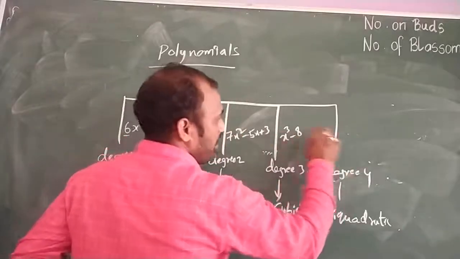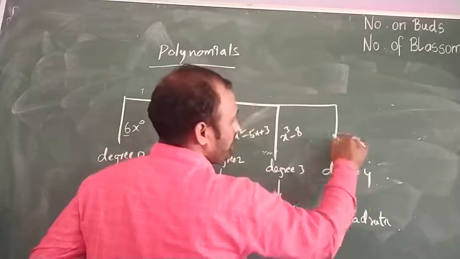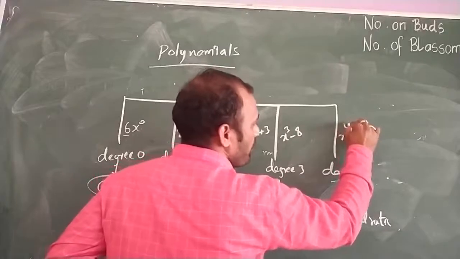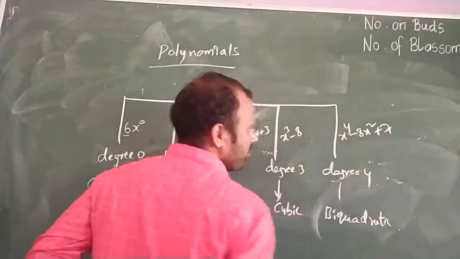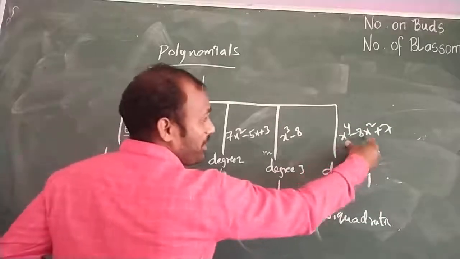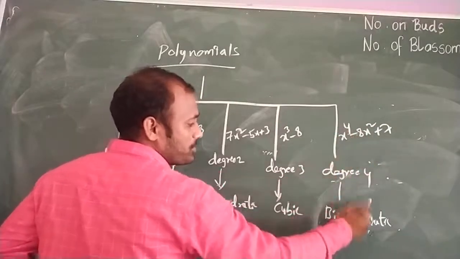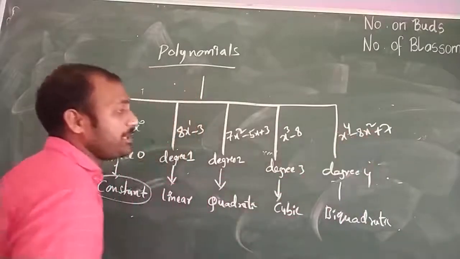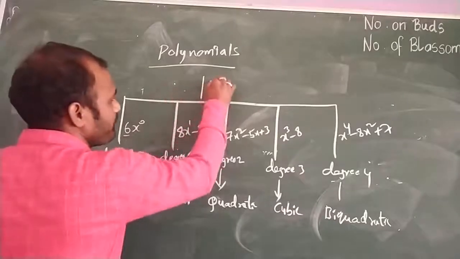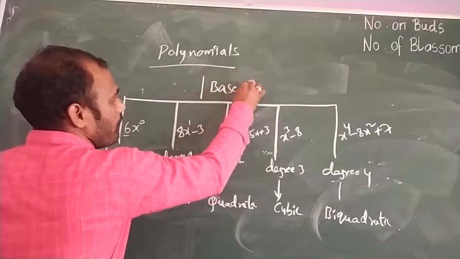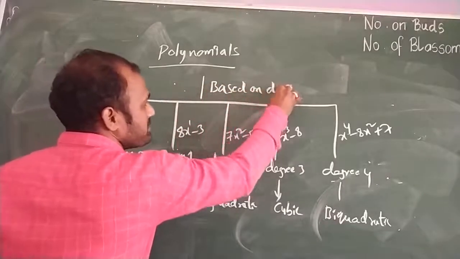Next, let us take another example, a biquadratic polynomial. x to the power of 4 minus 8x square plus 7. This is a polynomial in which the highest degree is 4. So that polynomial we are going to call a biquadratic polynomial. So these are the various types of polynomials, based on degrees.